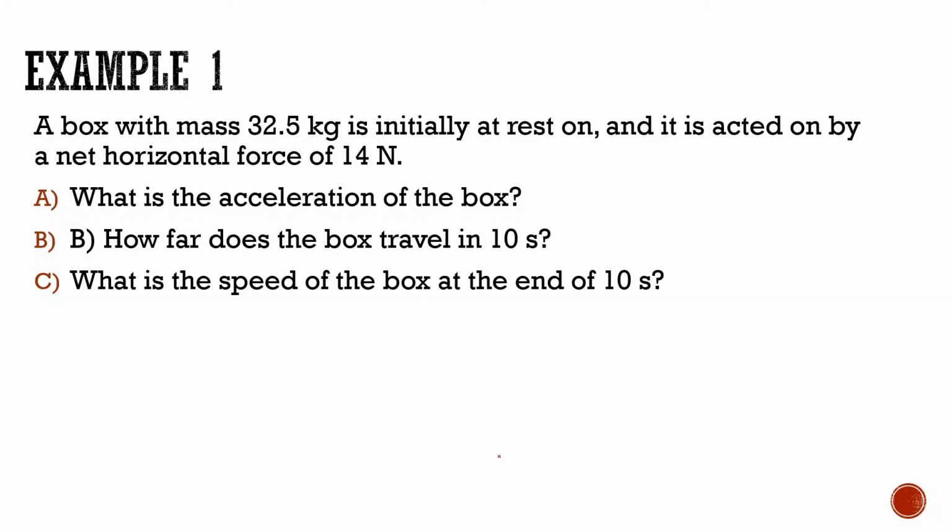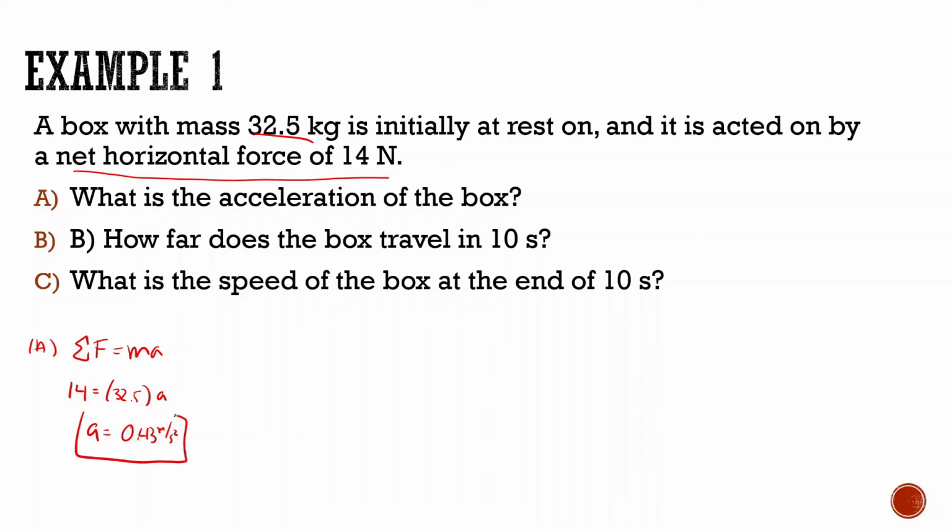Okay, there are a few things we're going to do here, but the primary thing we're looking at is Newton's second law, which says the sum of all forces is equal to the mass times acceleration. We know the net horizontal force is equal to 14, and the mass of the box is equal to 32.5. We're looking for acceleration. So we do a little bit of math: 14 divided by 32.5, and we get 0.43 meters per second squared.